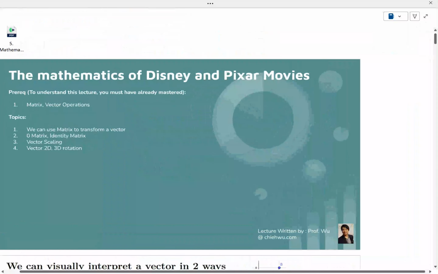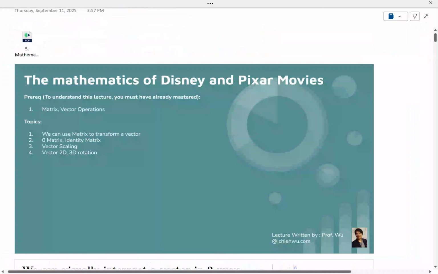Hello, welcome back. Today we're going to continue with our lecture series, and the topic of today is the mathematics of Disney and Pixar. Now, this is a very simplified version. They do more complicated math than this, but this lecture should get you started, and you understand how vectors and matrices are actually quite useful for them.